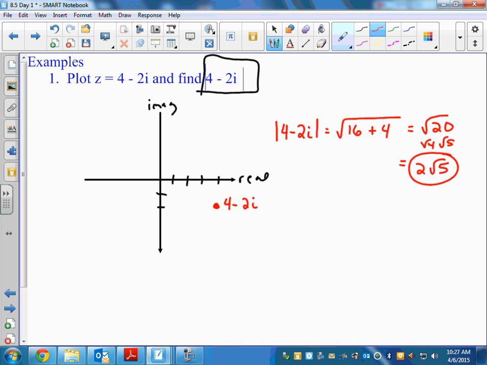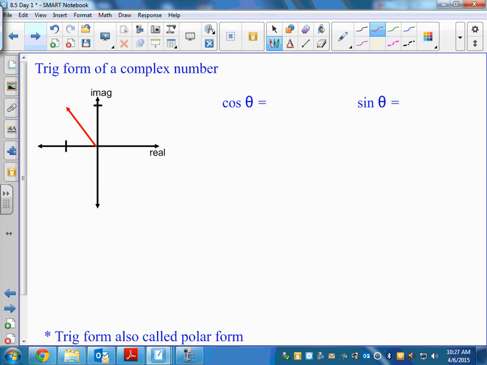What we want to be able to do is change from complex form, which is a plus bi, to trig form. That's what this section is called, trig form of a complex number. So, let's talk about where this comes from. I kind of drew a little arrow over here for you. Maybe we should put a dot here and call that a plus bi. And let's say z equals a plus bi.